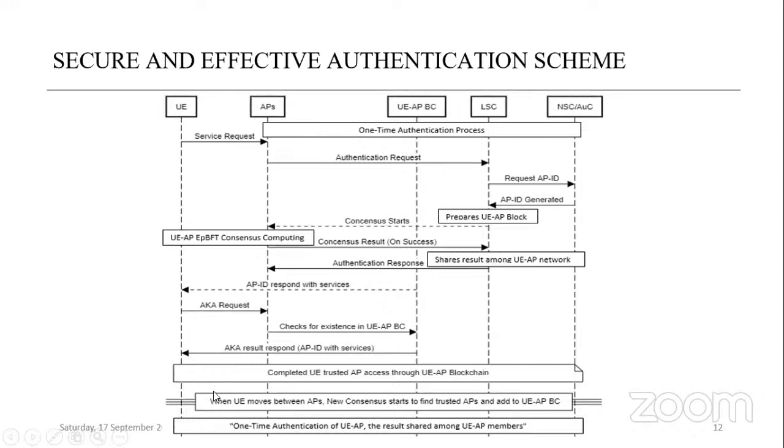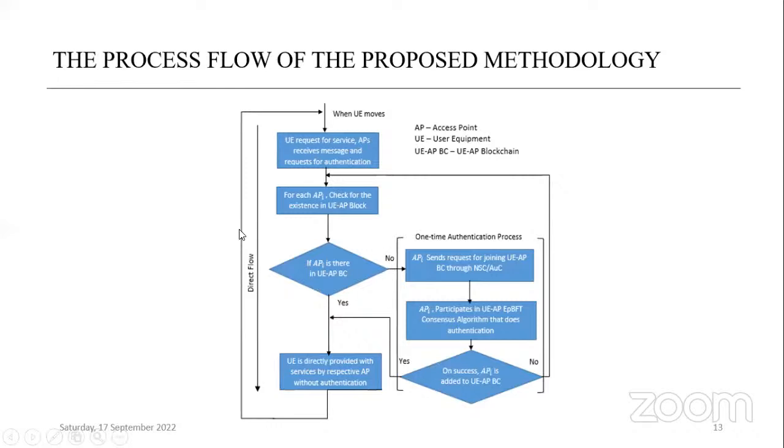Again, when a user equipment moves again, if the result is already available, it will be directly provided with the services. This is the process flow that is involved in the proposed methodology. One is the direct flow, where the results already exist and the requested service is directly provided. The other is the one-time authentication process, where the access point is authenticated for the first time.